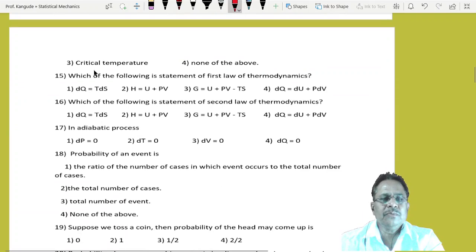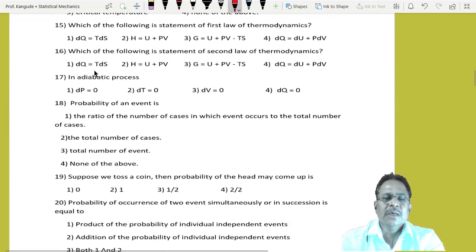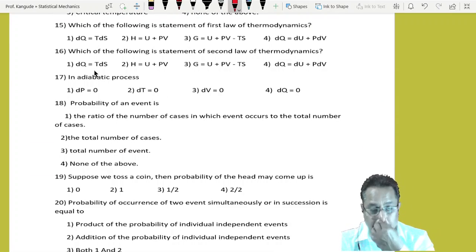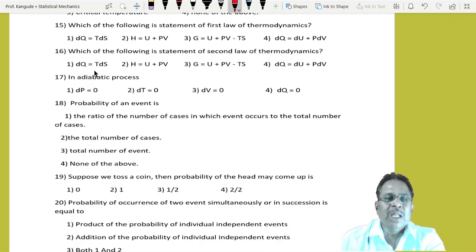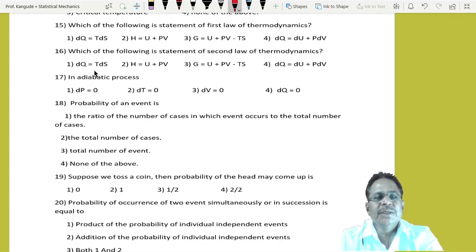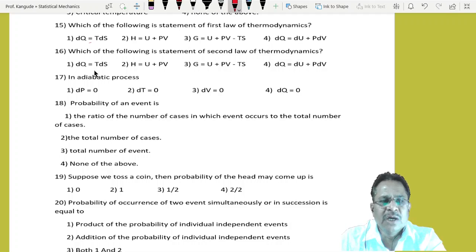Now a few further questions are related to the first and second laws of thermodynamics. Question number 15: which of the following is the statement of the first law of thermodynamics? The first statement, dQ is equal to TdS, as I already said, is the second law of thermodynamics. H is equal to U plus PV is the enthalpy function.